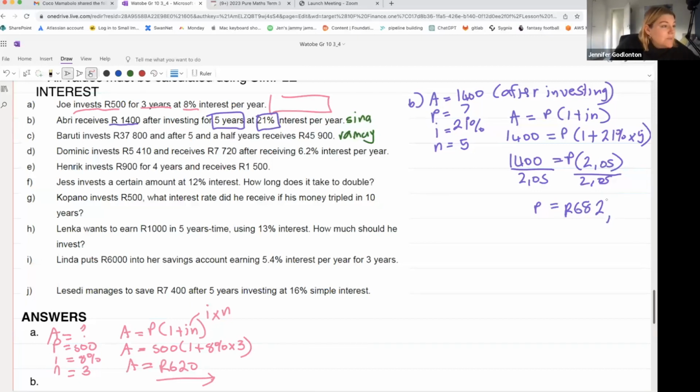What is my cents going to be? Let's see what some of these answers are. So the decimals are 9 to 6. So that 6 is going to change this 2 to a 3. So it's going to be 682,93. That's why it's going to be 93 cents.